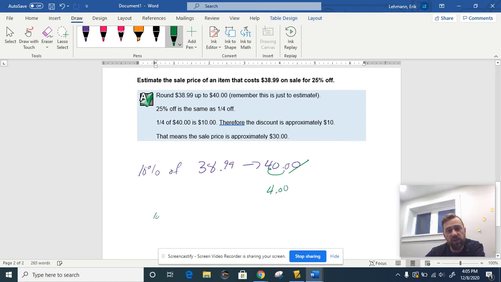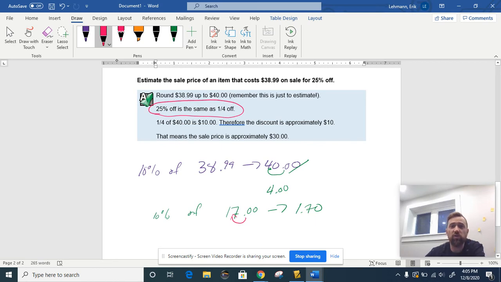And 10% of $17, let's see if this works, is going to be $1.70. Move that decimal over one place, and we get $1.70. So this is how we estimate 10% quickly. Now, if we are looking at a 25% discount, remember that is a quarter off.